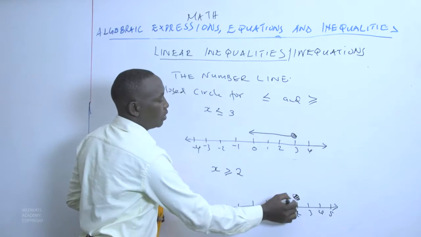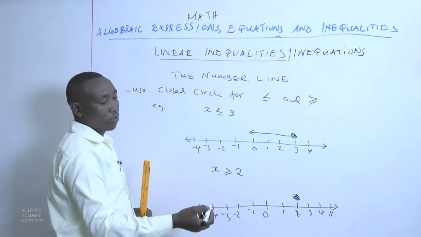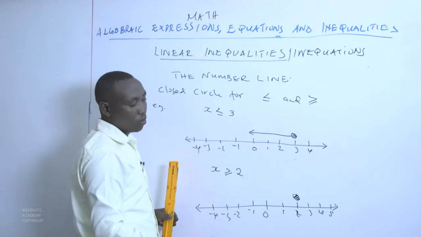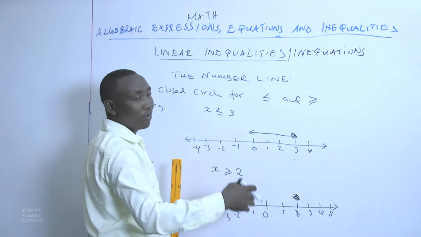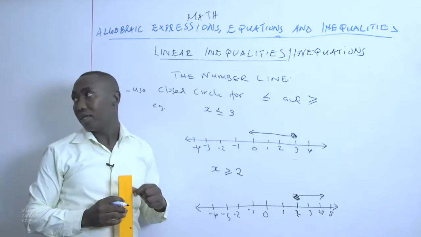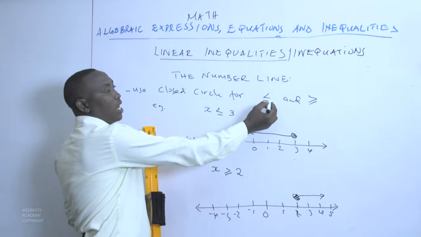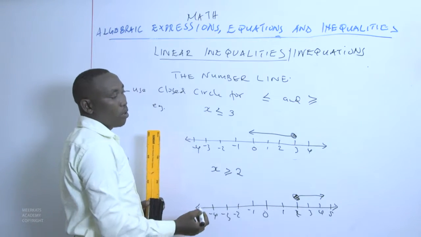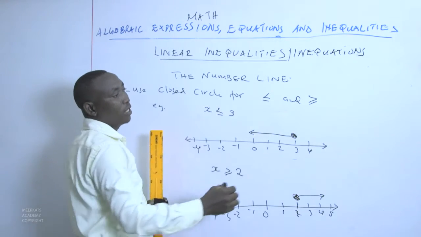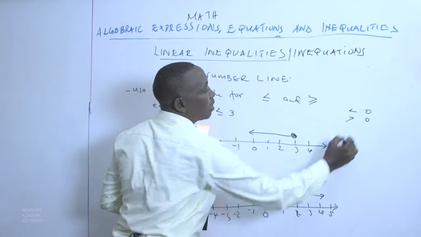And then we check for the direction. We have been told that x should be greater than or equal to 2. So that means the answer can be 2 or any value more than 2, which can be 3, 4, 5, etc. So we are going to go on the right hand side. So for less than or equal to and greater than or equal to, we use a closed dot. For simply less than or just greater than, we use open dots.